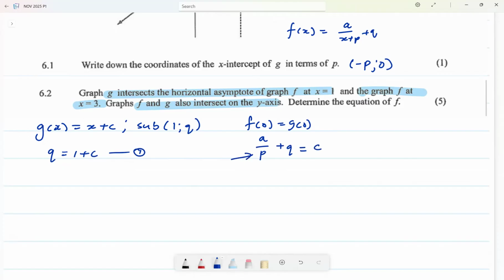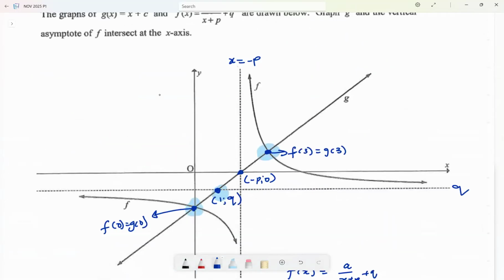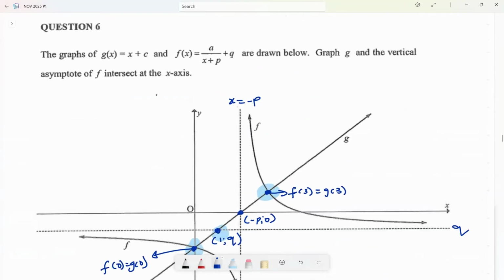But now, you still remember what p is. P is the same as the x-intercept of this point. So I can rewrite the point here to be something like, this is the x-intercept. Okay? So for the x-intercept, I let y equal to 0. So it's going to be 0 is equal to x plus c. Then x is equal to negative c. So this point can also be rewritten as negative c and 0.